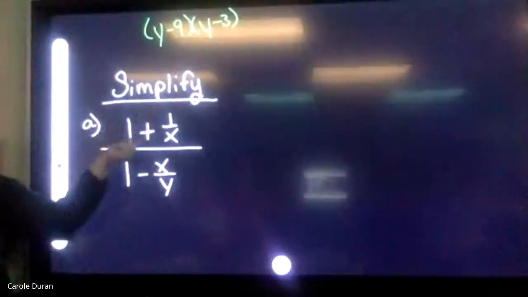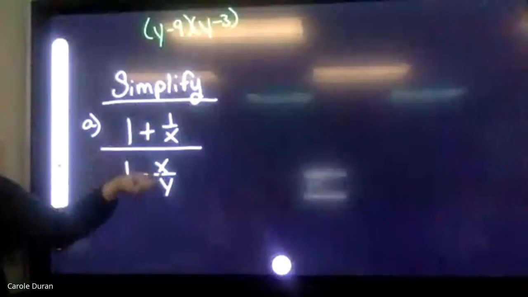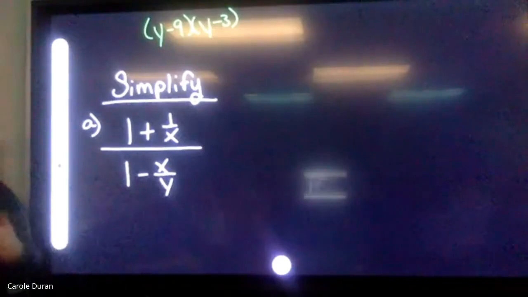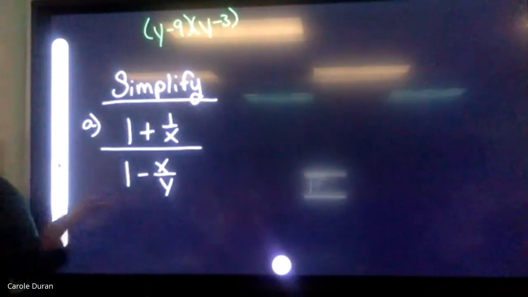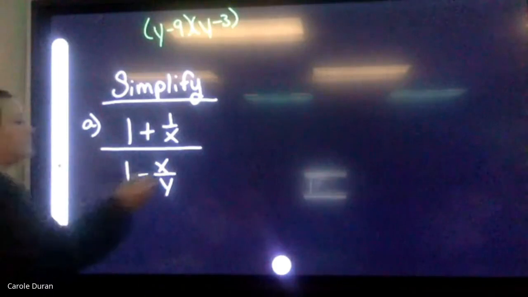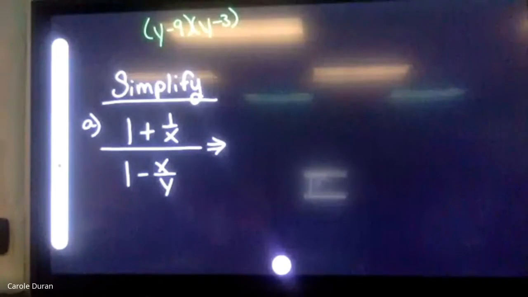In the numerator, I'm going to create a common denominator of x and simplify. In the denominator, I'm going to create a common denominator of y and simplify. And then we'll divide a fraction over a fraction, which we did a couple of days ago. So in the numerator, I know in order to put these two fractions together, they both have to have a denominator of x. So what is a way I could re-represent 1 with a denominator of x?